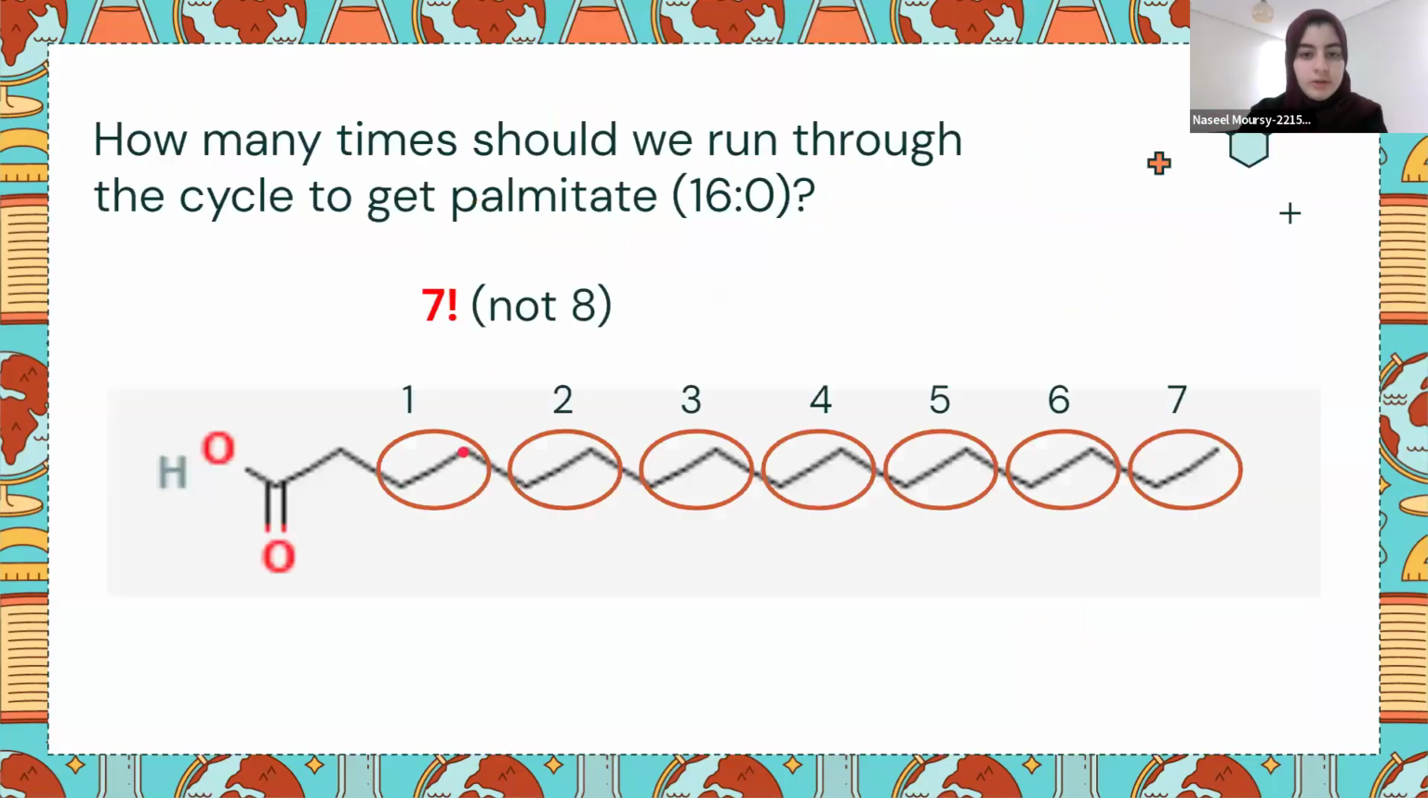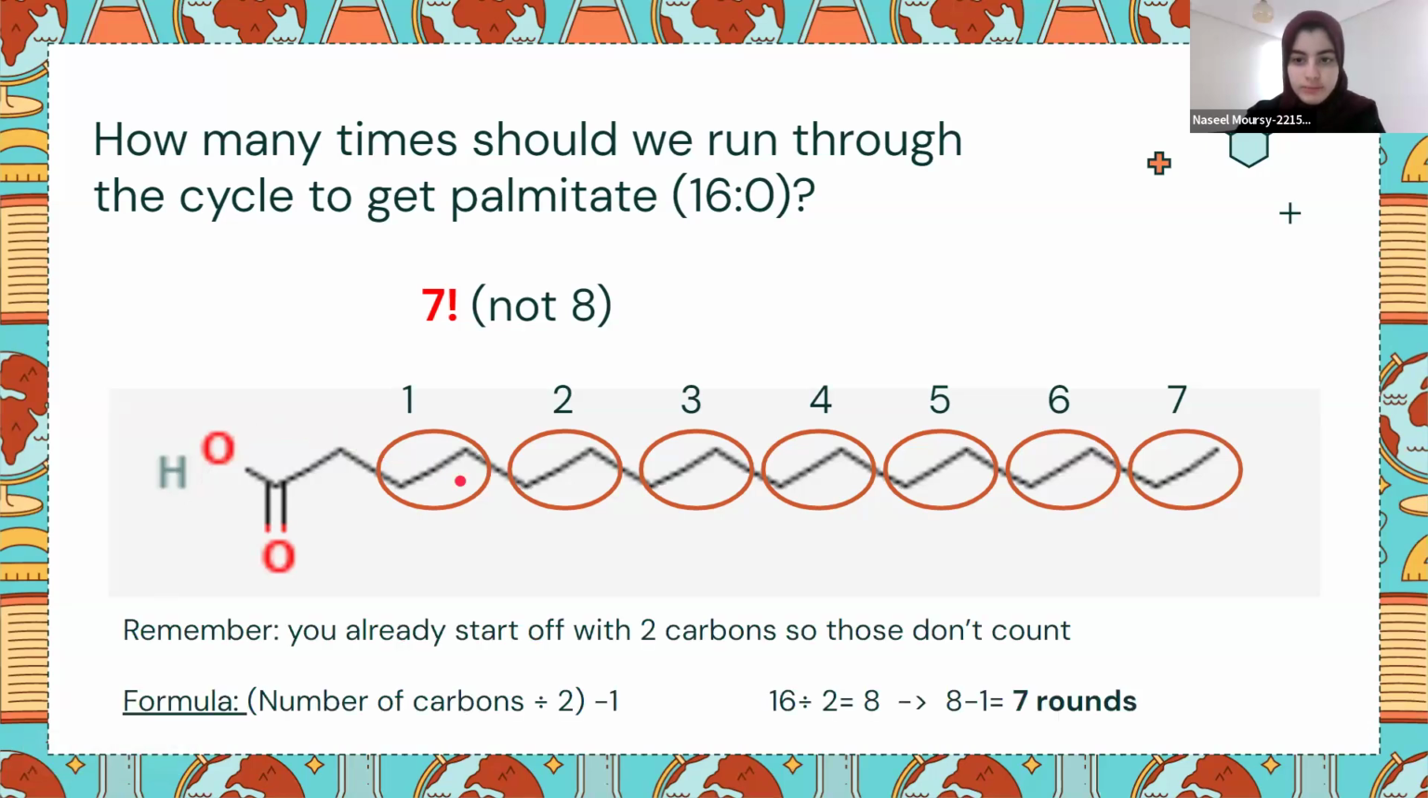So let me count for you here. You already started off with 2 on the ACP end, okay? You did not need to go through the condensation, reduction, and all those to have 2. You already had them, so these don't count. But to get 4, yes, I did need to go through the whole malonyl and acetyl, and then add that, and then condense, reduce, dehydrate, reduce. Okay, did you understand this part? Okay, good.